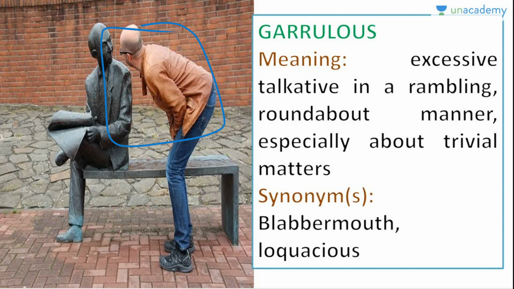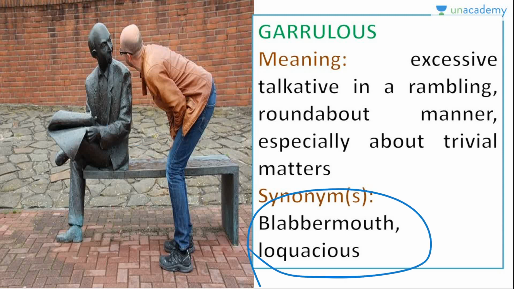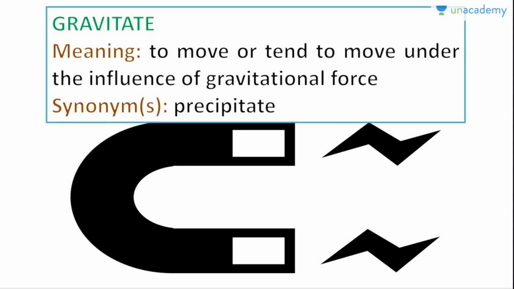In an exam, in a sentence, if you have to use garrulous, you can just say that Rahul was so garrulous that he just could not keep a secret. Okay, so a garrulous person is somebody who is loquacious or a blabbermouth. Okay. Again, remember that the synonyms are not exactly similar in meaning, but yeah, near about similar in meaning.